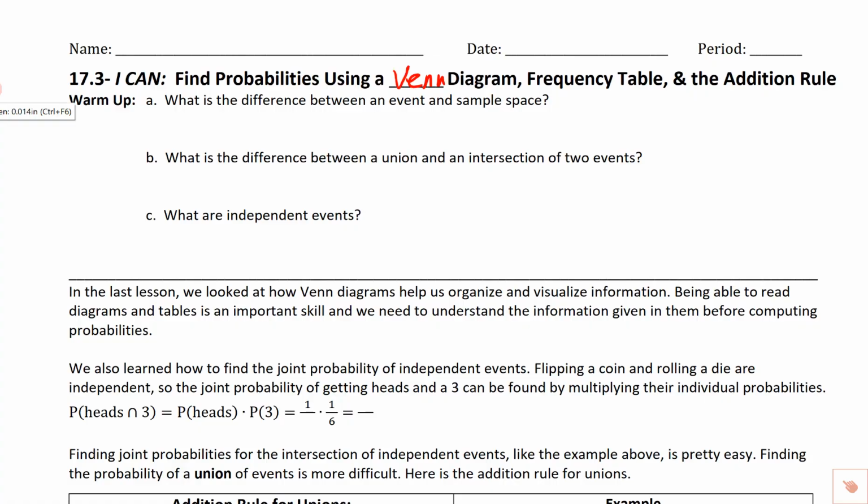Okay, so in the warm-up there, we're going to extend what we did yesterday. We're going to be using Venn diagrams and frequency tables, similar to some stuff that you saw before. We're also going to add what's called the addition rule to this. Okay, and that one's kind of interesting.